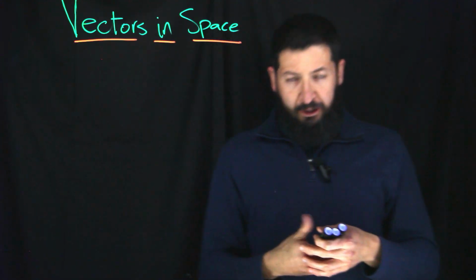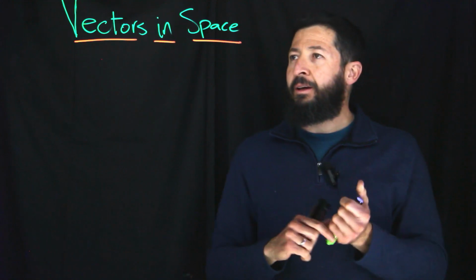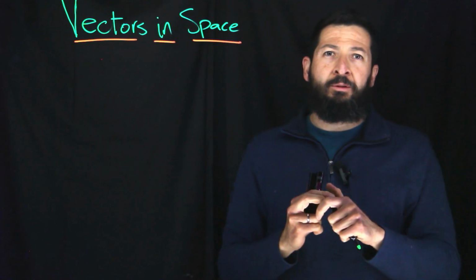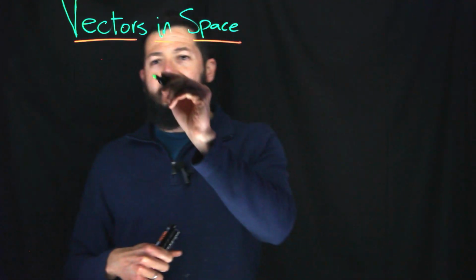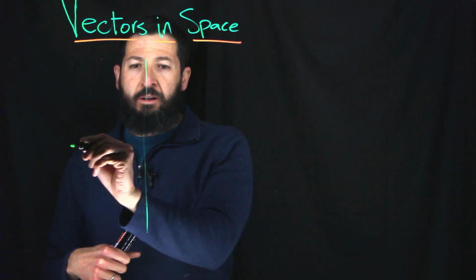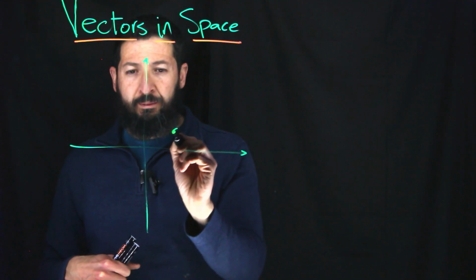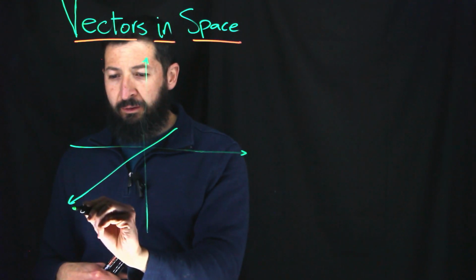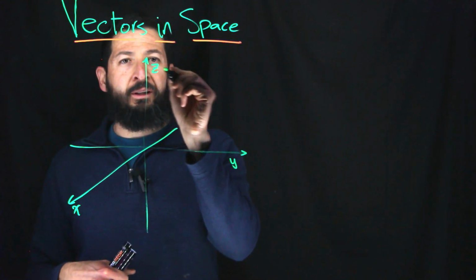Alright guys, so today we're going to talk about vectors in space. So what does that mean? Well, we used to have two coordinates, x and y. Now we're going to have three: x, y, and z. So the way we're going to normally write them, we're going to have our x coordinate here, our y coordinate here, and our z coordinate here.